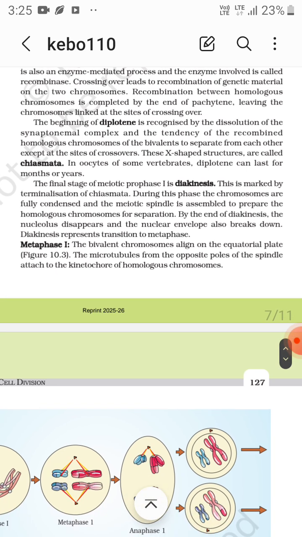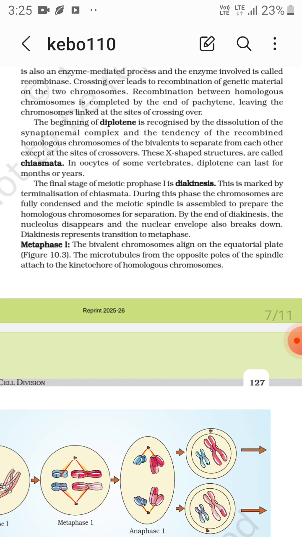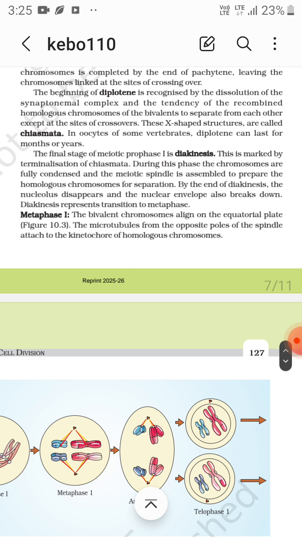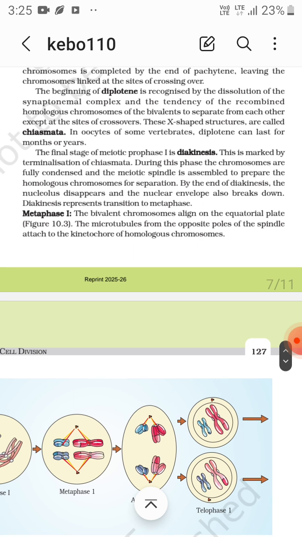Now the final stage of the meiotic prophase 1 is diakinesis. This is marked by the terminalization of chiasmata, right? During this phase the chromosomes are fully condensed and the meiotic spindle is assembled to prepare the homologous chromosomes for separation. By the end of diakinesis, the nucleolus disappears and the nuclear envelope also breaks down. Diakinesis represents the transition to metaphase.